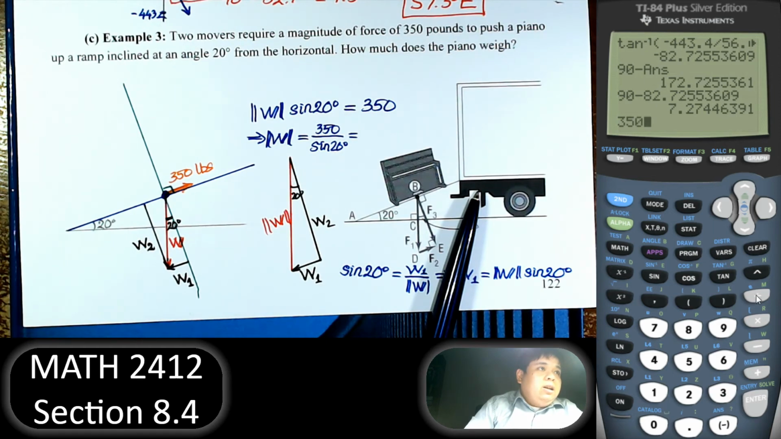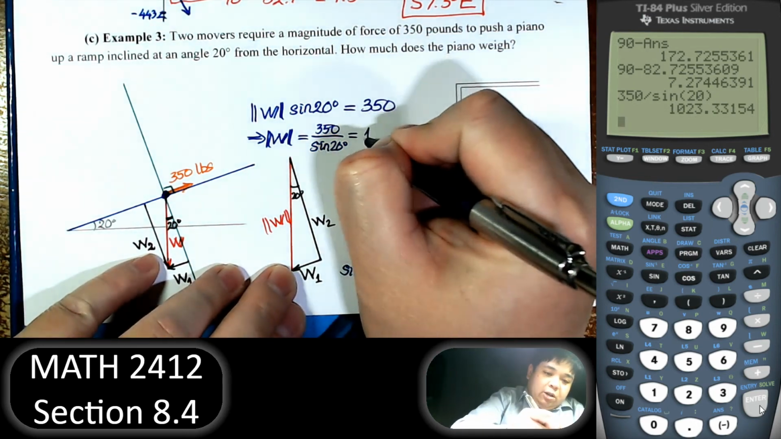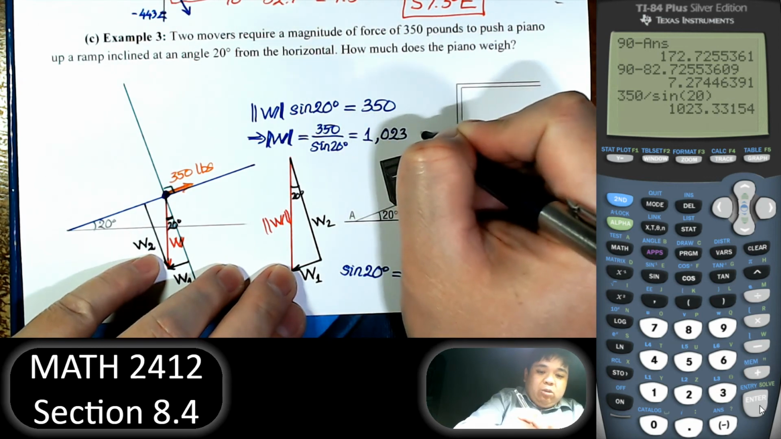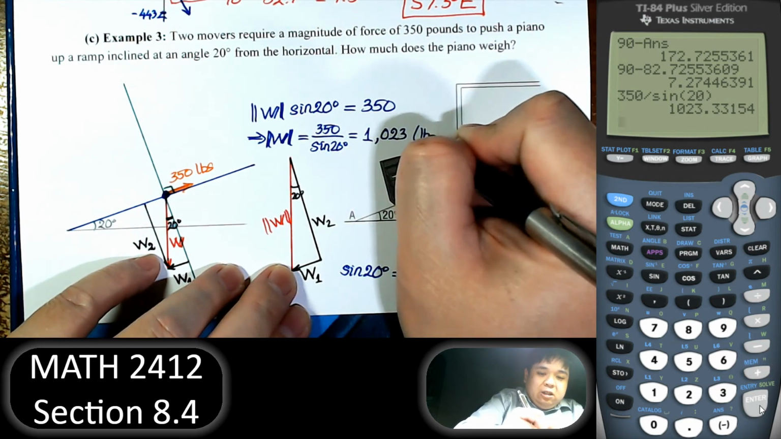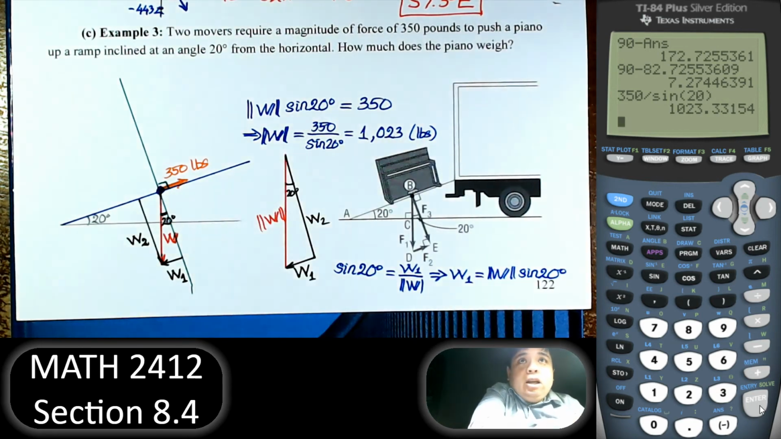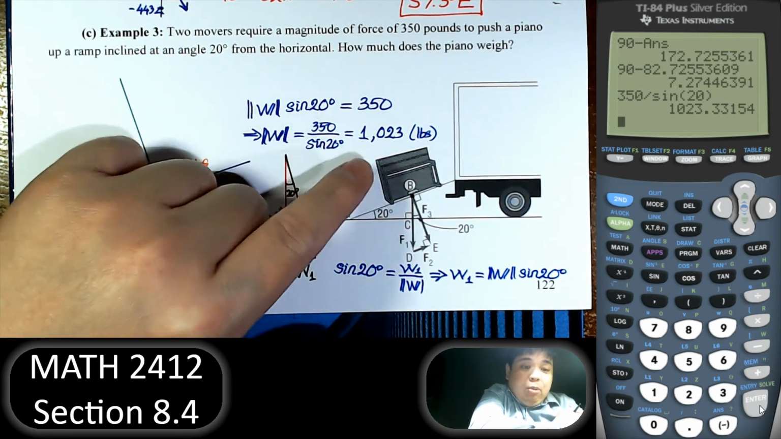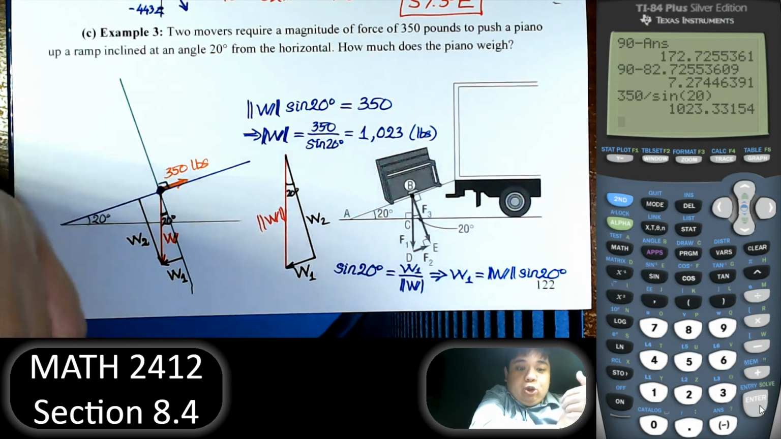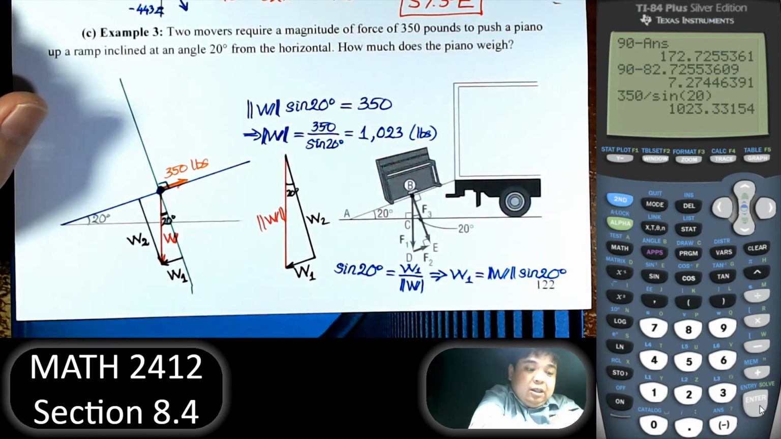350 divided by sine of 20 degrees. We get 1,023 pounds. So the piano cannot weigh more than that. If it's more than that, 350 pounds will not be enough to push it up the ramp.